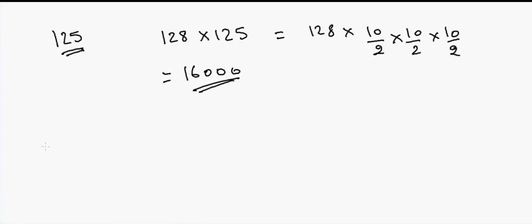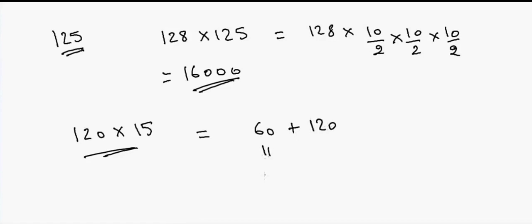Now let's do another thing. If we have to multiply 120 by 15, how will I do that? In that case, what I'll do is I'll take half of 120. Half of 120 is 60, and then I'll add that to 120. So this is equal to 180. Then I put one more 0, and that's my answer.